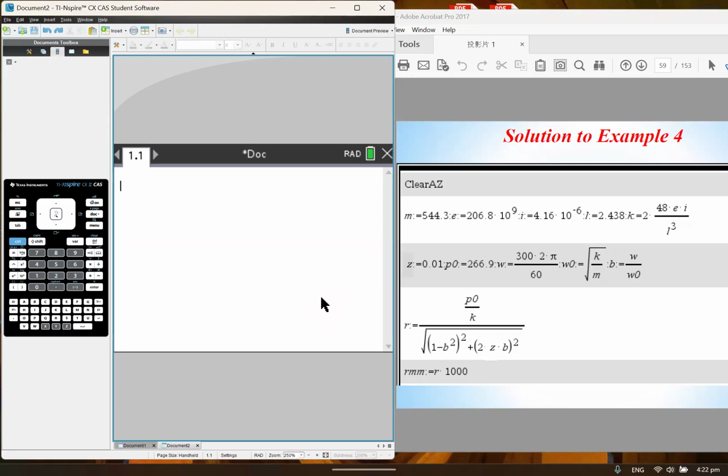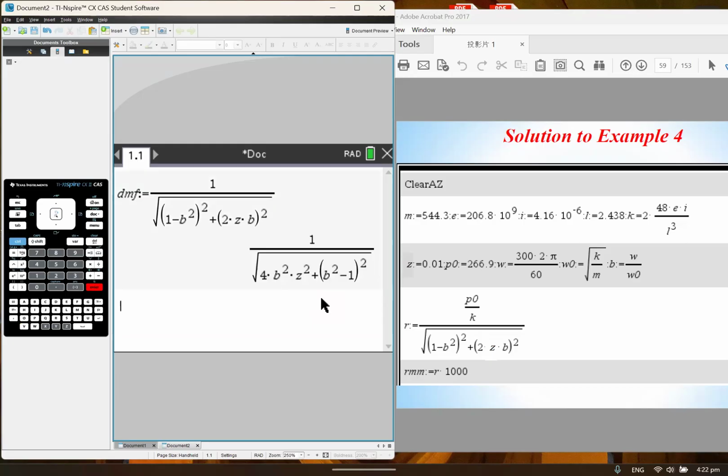But here I'm going to first enter the formula for DMF because we are going to use it a lot in this chapter. So this is the formula for DMF in symbolic form. Beta is the frequency ratio and zeta is the damping ratio. Then I'll put in all the numbers. Mass is equal to this much in kilograms. You can put in multiple inputs along one line by separating them with colons.